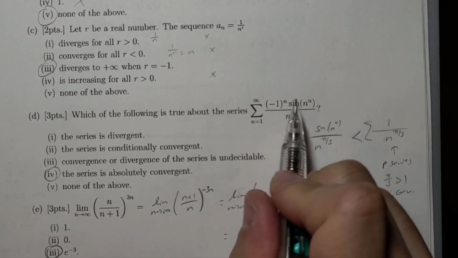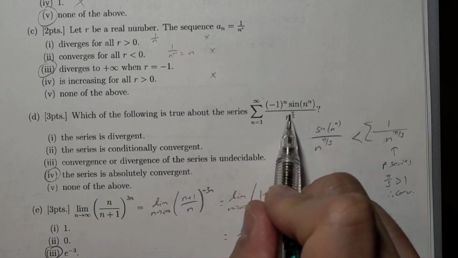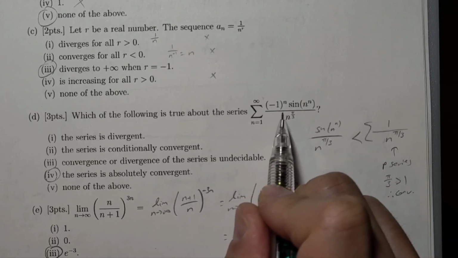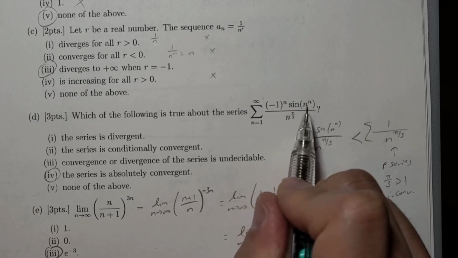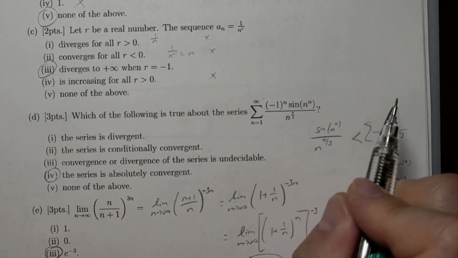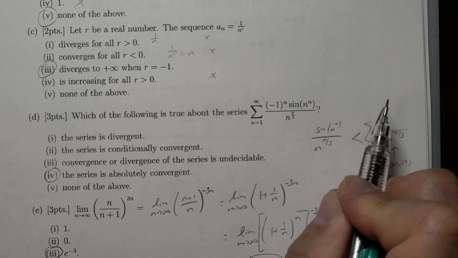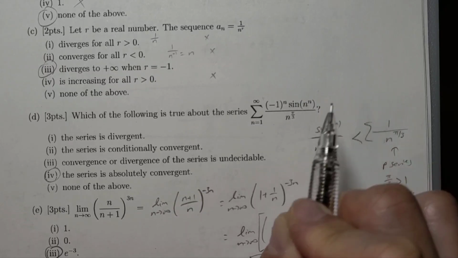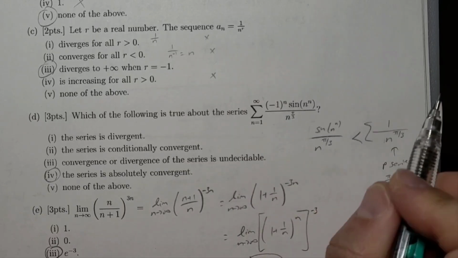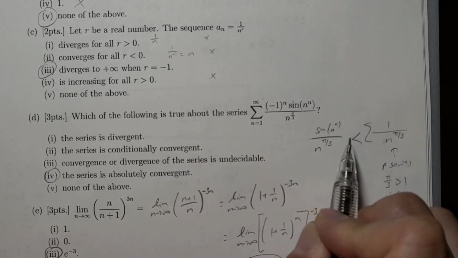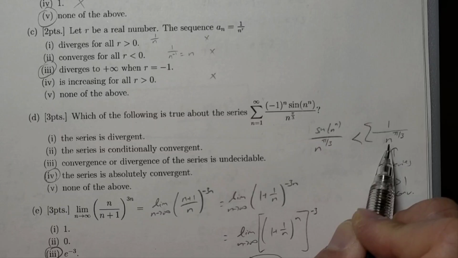Does this original guy converge or not, first of all? If we just do a simple comparison test, because sine of who cares is always between -1 and 1. And then we attach an alternating sign. It's still in between -1 and 1. So this guy is always less than 1 over this guy.